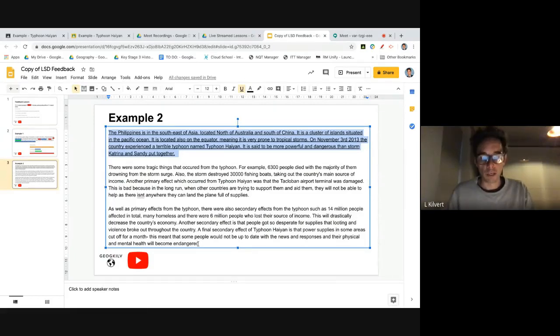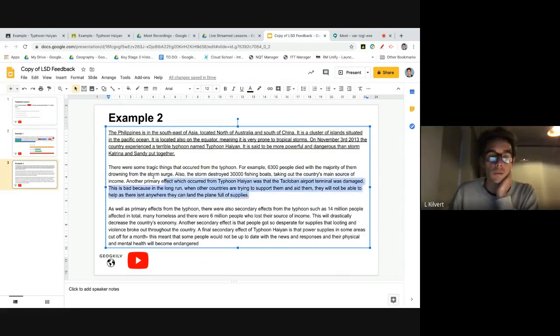So what I'm interested in is the bones of the question, which is what I've just highlighted here on the screen. So it goes on to say there were some tragic things that occurred from the typhoon. For example, 6,300 people died, with the majority of them drowning from the storm surge. Also, the storm destroyed 30,000 fishing boats, taking out the country's main source of income. Another primary effect was that the Tacloban airport terminal was damaged. This is bad because in the long run, when countries are trying to support and aid them, they will not be able to help as there isn't anywhere where they can land a full plane of supplies.